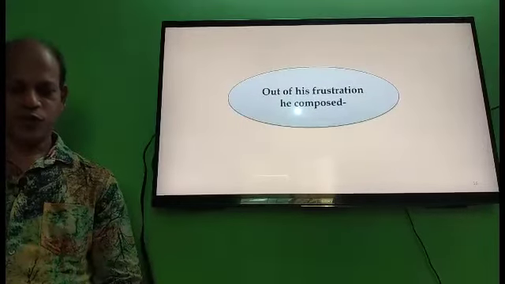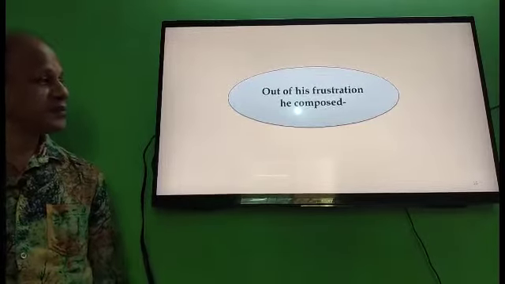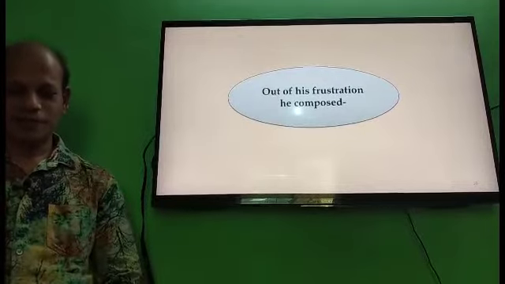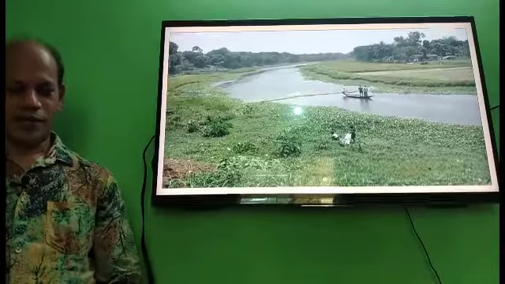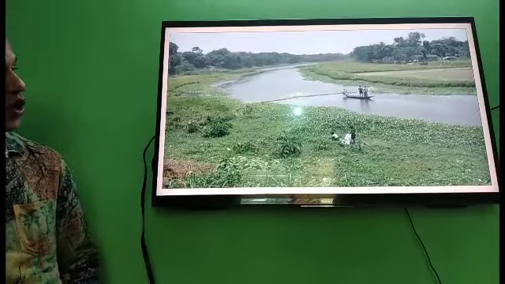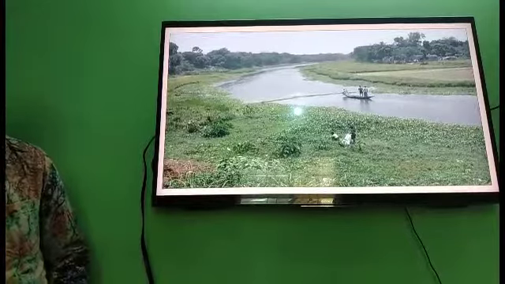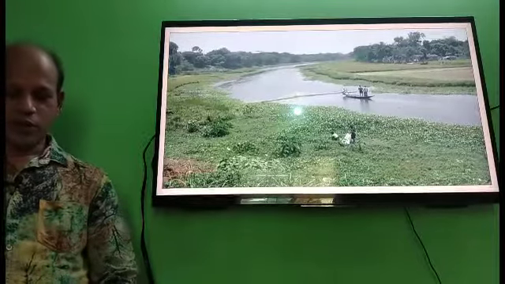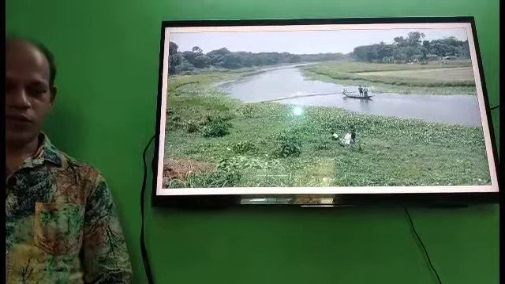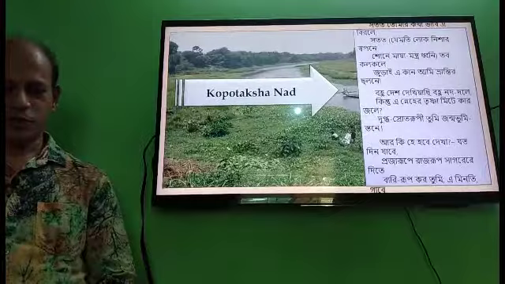Then, out of his frustration, he composed a poem in Bangla. You can see the river. This is called the Kapotaksha River. This is the river that runs near his village, Kapotakshanot. See the river and the poem.